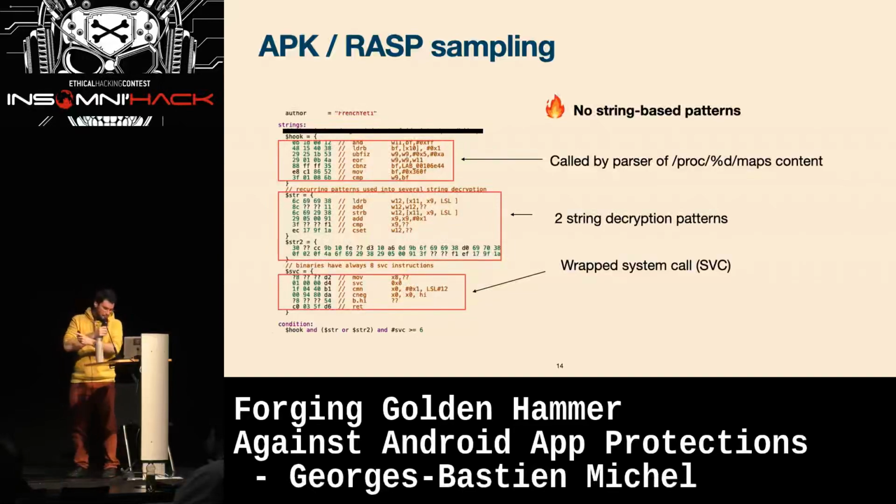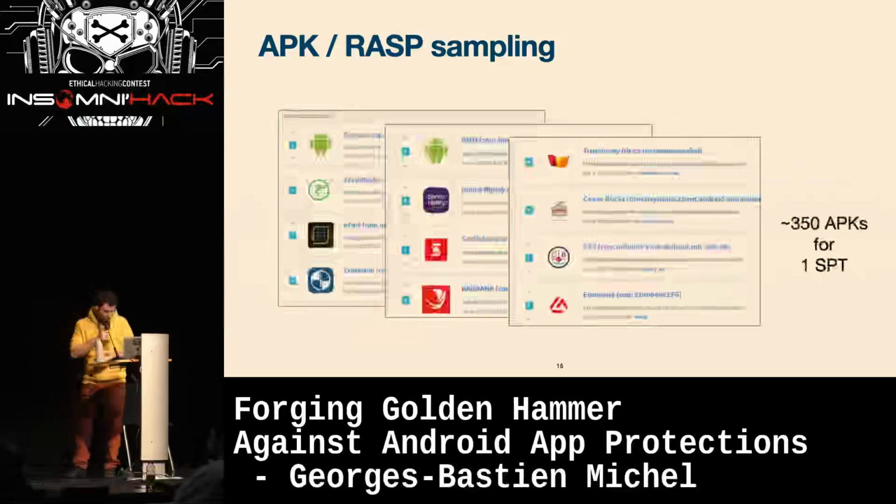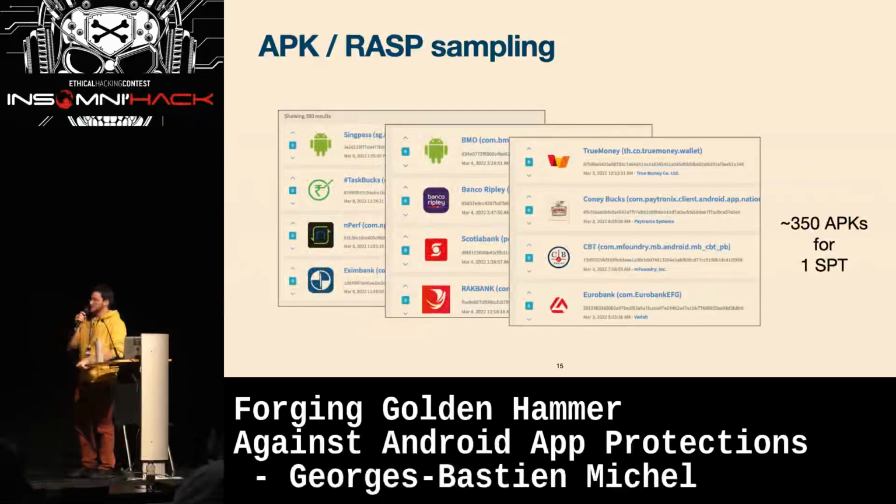In this case, the editor of this SPT tool always provides a library with 6 or 8 wrapped SVC. So with this kind of rules, we are able to gather more than 300 APKs.